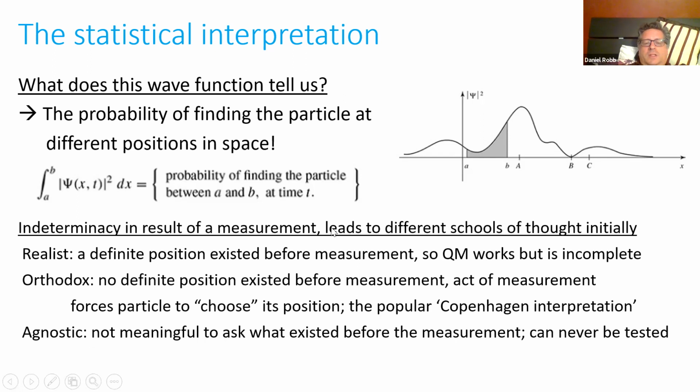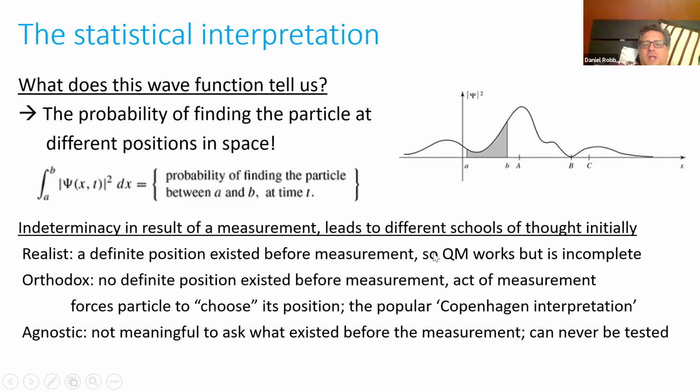But some of the different schools of thought initially were, at least three that are described in our textbook. One is the realist position. And that position says that even before the measurement we make, the particle is at a definite position. And then when we measure it, it just materializes at that position.